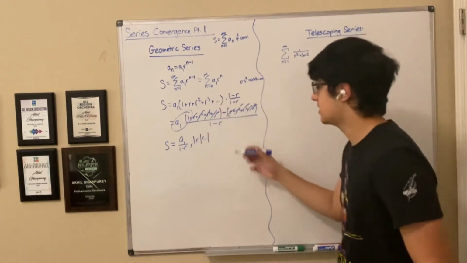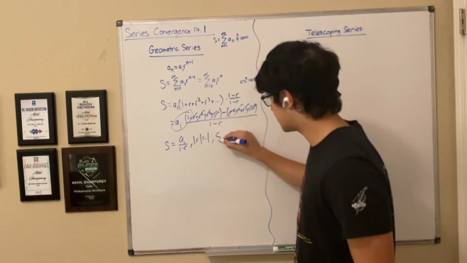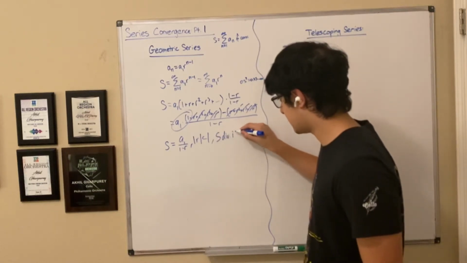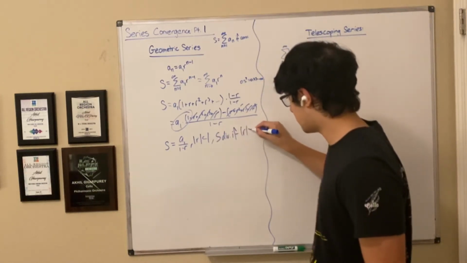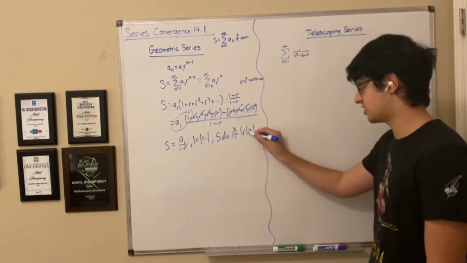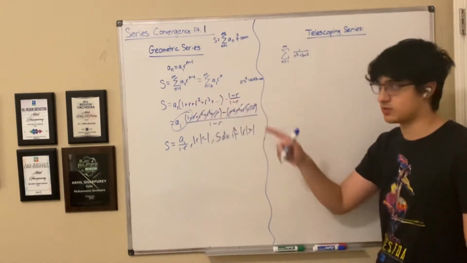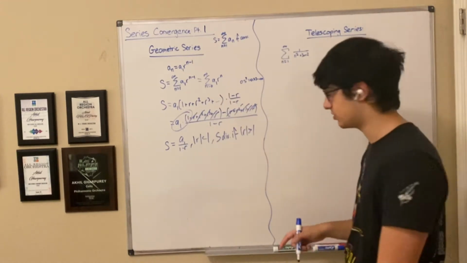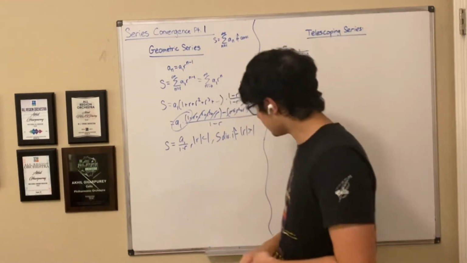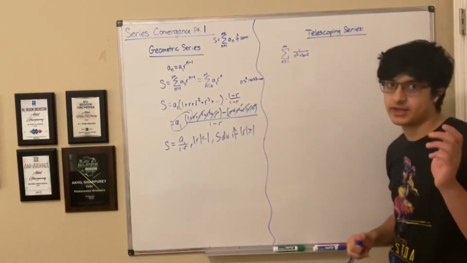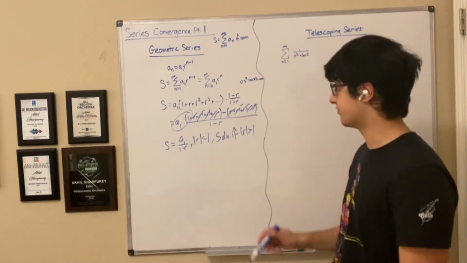And you'll see that s diverges if the absolute value of r is greater than 1, or I should say greater than or equal to. Because if r is 1, you'll get 1 plus 1 plus 1 plus 1 and so on and so forth, and then it'll diverge. So that's pretty much an example of how we can use a geometric series as a convergence test.